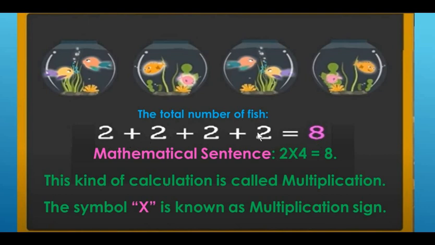In this calculation, we add 2 four times. We can also write this calculation as a mathematical sentence like 2 times 4 is equal to 8. This kind of calculation is called multiplication. So, in other words, we can say multiplication is repeated addition. And this symbol is known as the multiplication sign.